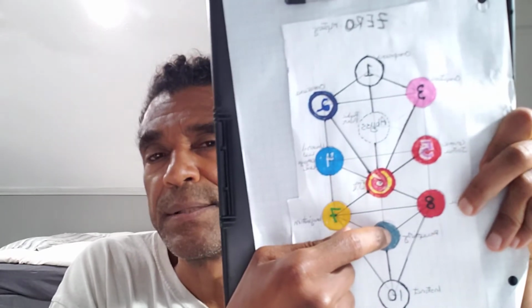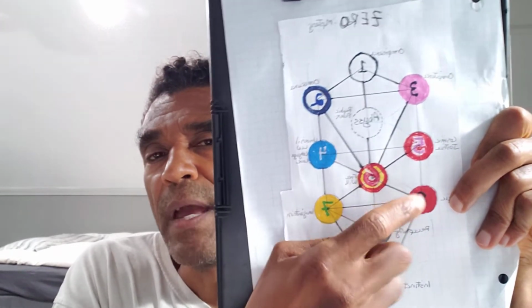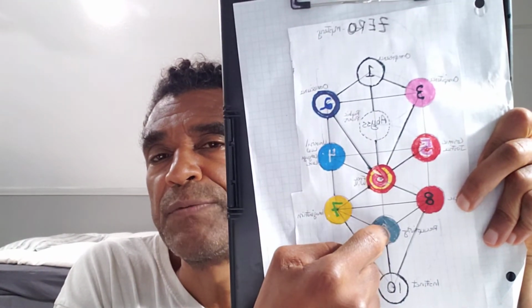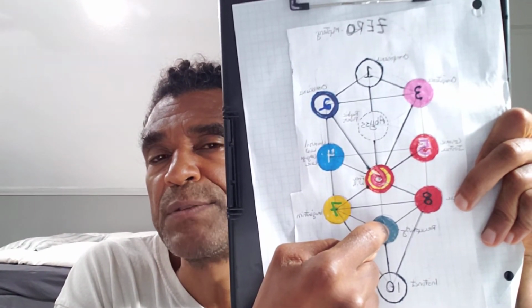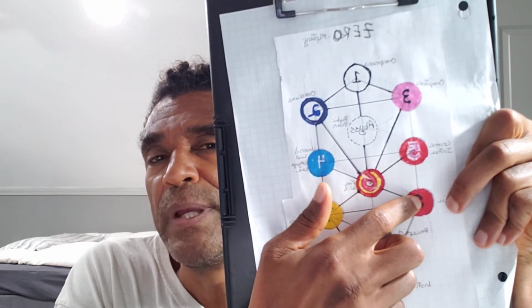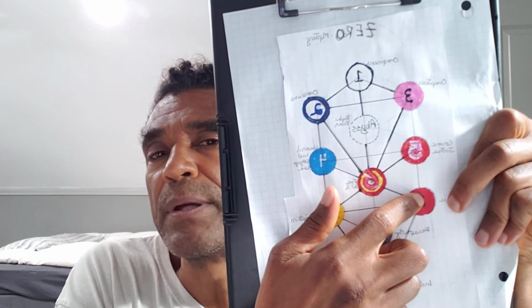Then the eighth sphere is somewhat similar to that, but whereas the ninth sphere occurs in the domestic sphere, the eighth sphere occurs in the public sphere. So we have influences out in public as well.